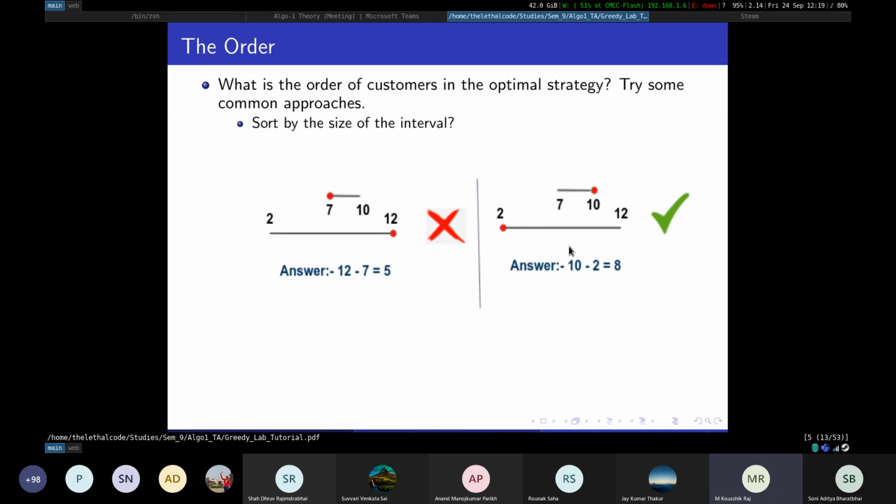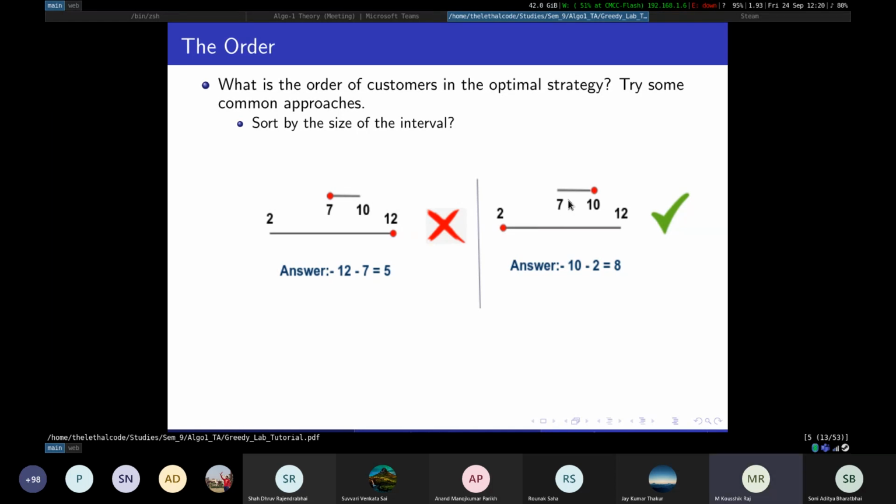But I have a better solution. I allot timing for this customer as 2, so he will be the one who comes first, not this guy. And this person will be allotted 10, so he will come second if we order by the timings at which they come. And obviously the answer is 8, which is better. So obviously it won't be the size of the interval.